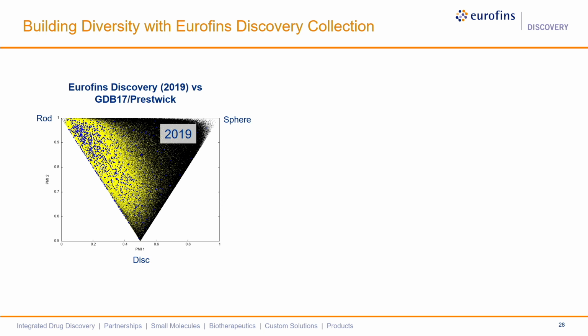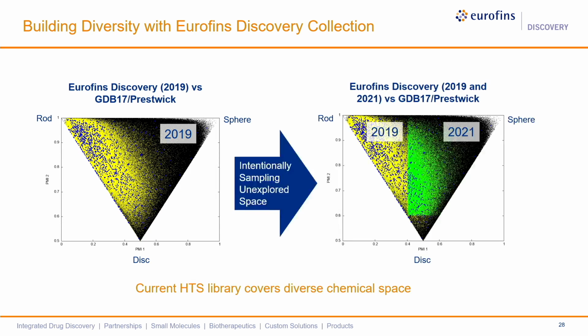Now, the dots in blue show the Prestwick library, which is mostly FDA-approved compounds. And you can see some of those compounds go into the spear-like area. So we have been intentionally exploring this additional compound space, and by running these shape similarity measurements, we are increasing the diversity in our chemical library. So the 2021 library is shown in the green color.